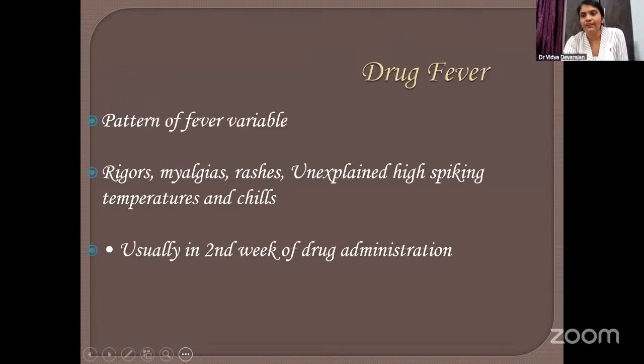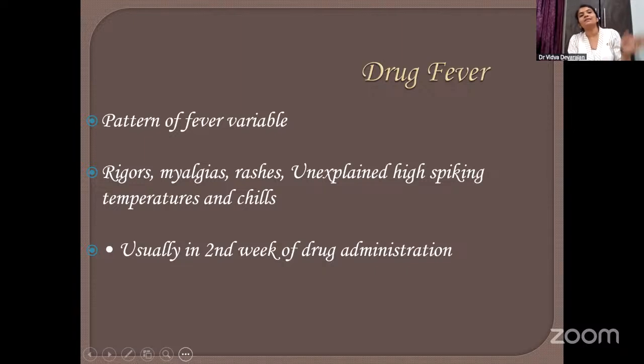So in drug fever, the pattern of fever is variable. They could have rigors, myalgias, rashes, unexplained high spiking. Usually, remember, the rash in this fever comes on day 6, day 7, and your fever starts in the second week of drug administration. Just because it's a drug fever, someone says, no ma'am, we've started this drug 10 days ago, it may not be due to the drug. The rash may not be due to the drug. No, that's not what it is.